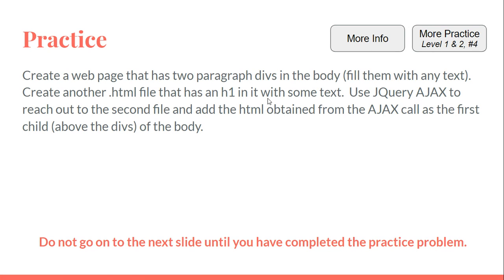But in the meantime, before you get to that, let's try this. We're going to create a web page that has 2 paragraph divs in the body. You can fill those divs with any text you want. Then create another HTML file that has an H1 in it with some text. Use jQuery AJAX to reach out to the second file and add that H1 as the first child of the body. In other words, it's going to appear above the divs of the body. So what I want you to do right now is pause the video and give this a shot. And when you're ready, start the video again, and you can see the solution.